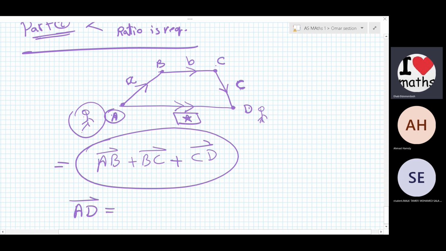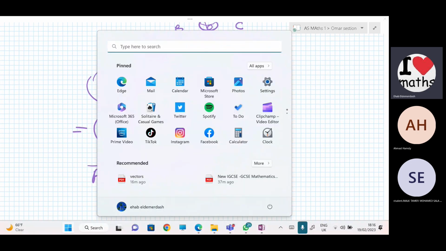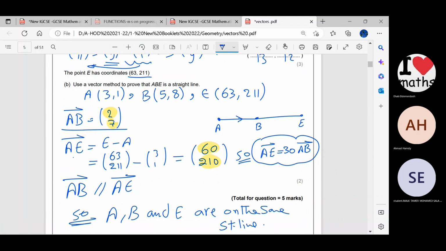So I have to move along the given path. What is the given path, the route that they gave you? You have to go from A to B, which is vector A, then vector B, then vector C. So you write A plus B plus C. Is there any problem with this? Let's try to see this part in the question. Have a look at this part first.